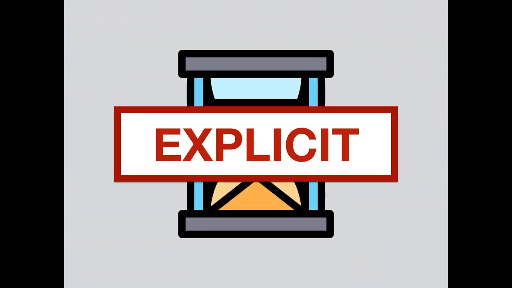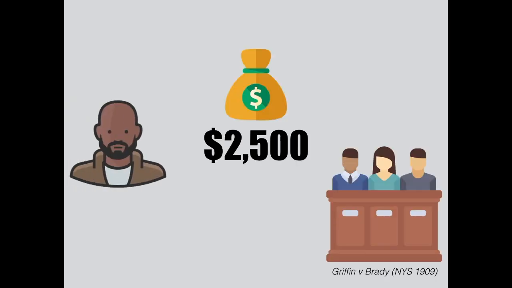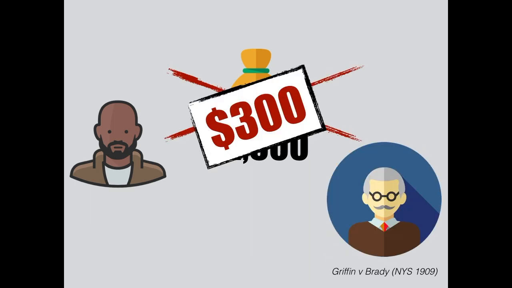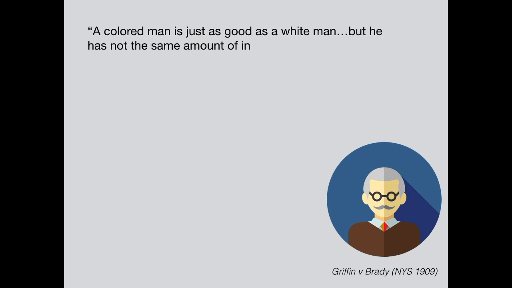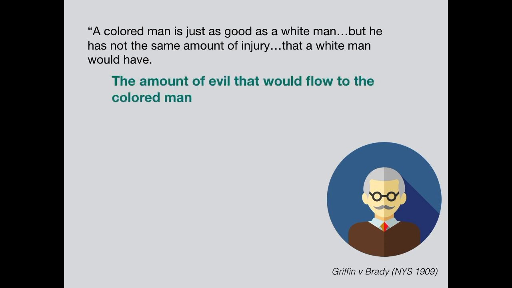In the past, this racial inequity was a lot more explicit. In a 1909 case, a black man was awarded $2,500 in damages. The judge reduced these damages from $2,500 to $300, explicitly because of his race, stating, "In one sense, a colored man is just as good as a white man, but he has not the same amount of injury that a white man would have. The amount of evil that would flow to the colored man from a charge like this would not be as great as it probably would be to a white man."